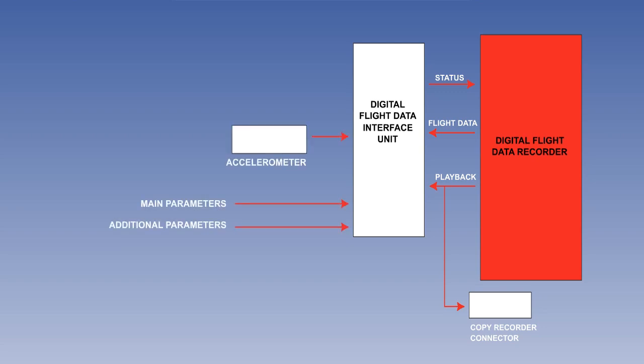One component in a typical flight data recording system is a digital recording system which records at least the last 10 or 25 hours of aircraft data. Connected to the flight data recorder is a flight data interface unit which collects and processes all input parameters. Those inputs include the main and additional parameters. The next component is a 3-axis linear accelerator which measures acceleration in all 3 planes.